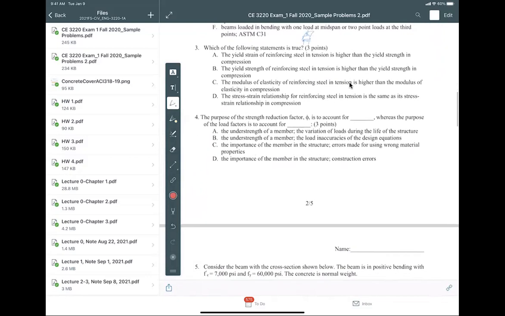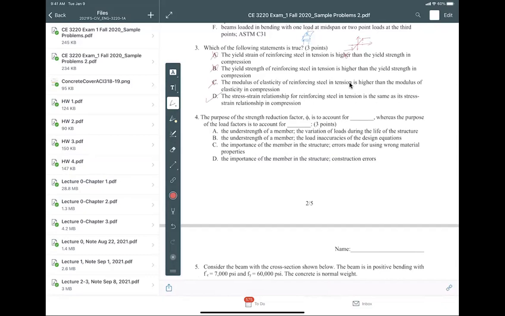Now 3, which of the following statements is true? A: the yield strength of reinforcing steel in tension is higher than the yield strength in compression. Is that right? No, right? This is not right because for the steel, it is symmetric. Now B: the yield strength of reinforcing steel in compression is higher than the yield strength in tension. Of course, this is not right, because it's symmetric. So with that being symmetric, again, this is not correct. So C: the modulus of elasticity of reinforcing steel in tension is higher than the modulus of elasticity in compression. Again, symmetric, right? So now, without even thinking more, your natural choice is D.